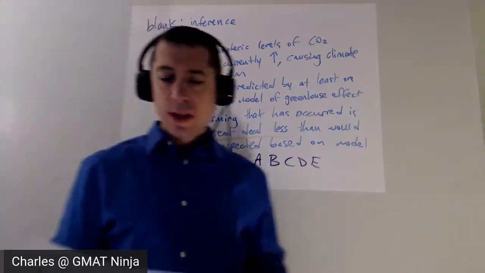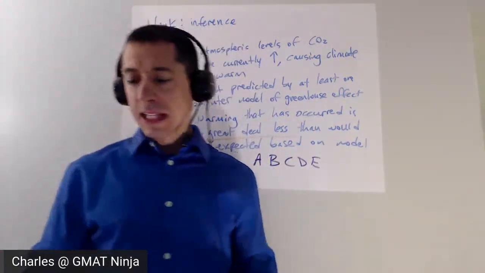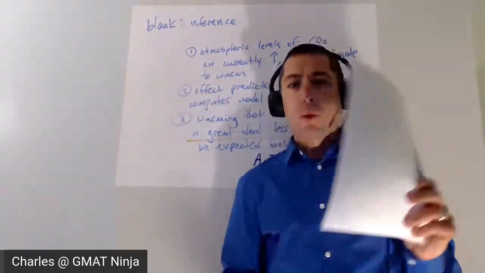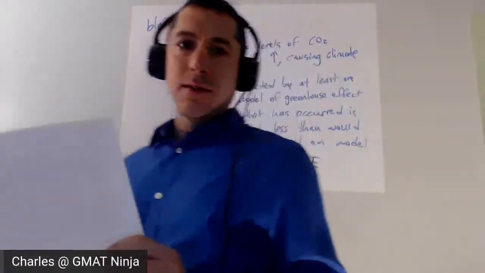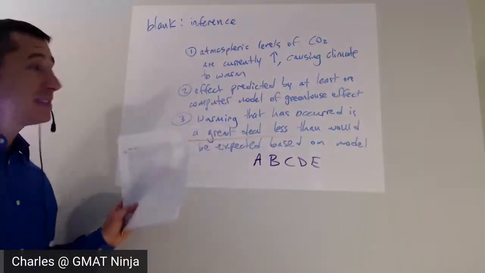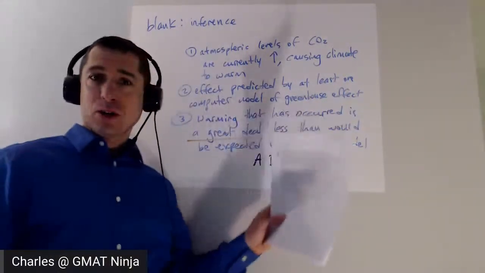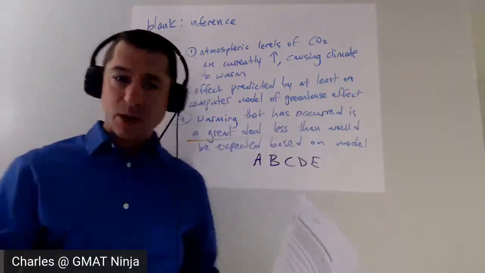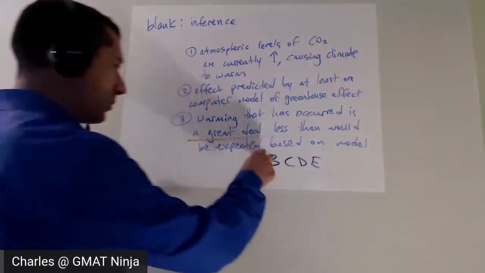A, the likely consequences of any warming of the climate are likely to be much less damaging than predicted. We don't know anything at all about the damage, right? This is just talking about the climate increasing, not increasing, and what the models say about it. Nothing at all about the consequences of that damage. For that reason, A is out.